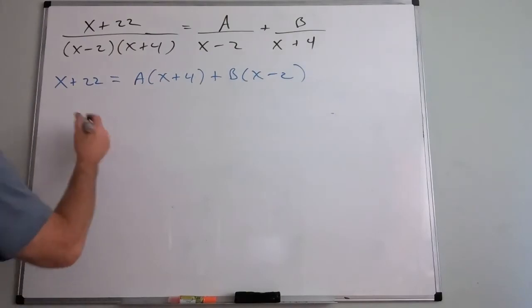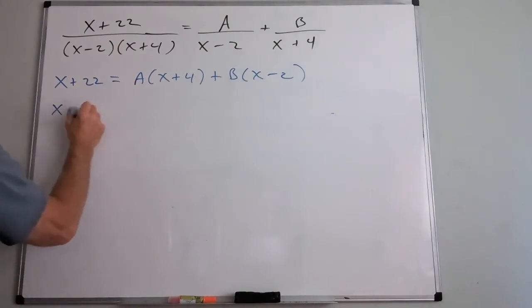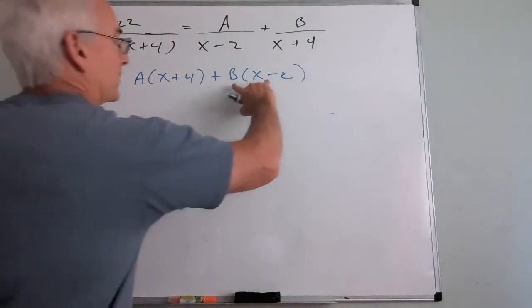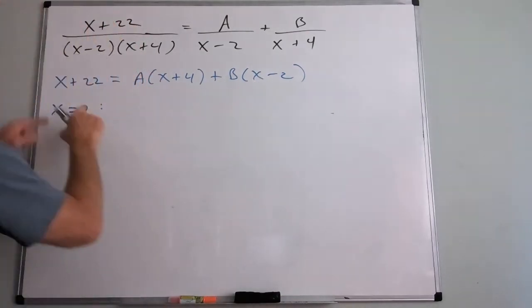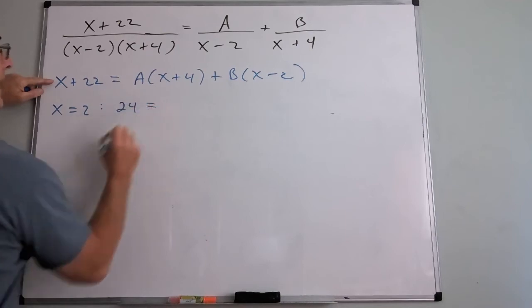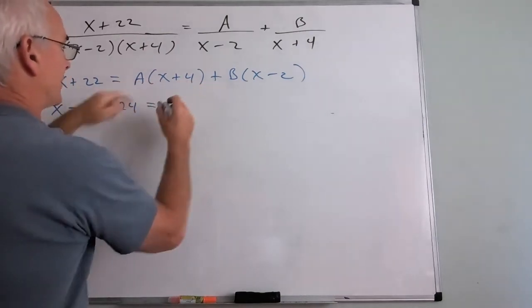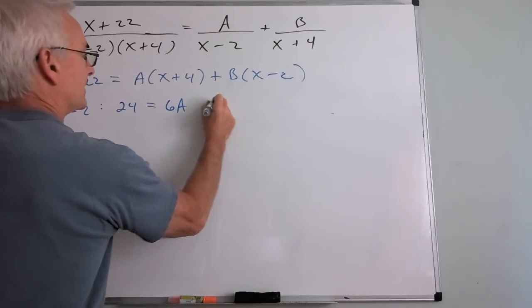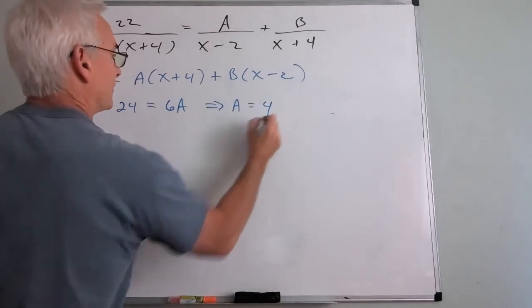So I'm going to pick two values. I'm going to start with x equal 2, because that'll make this term 0. But don't forget to plug it into the left side. So the left side would be 24, and the right side would be 6 times A. And that gives me the result A equals 4.